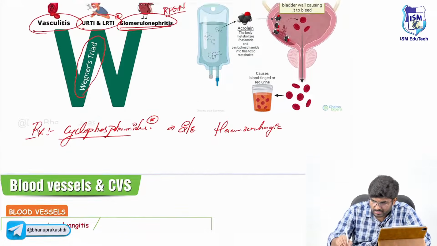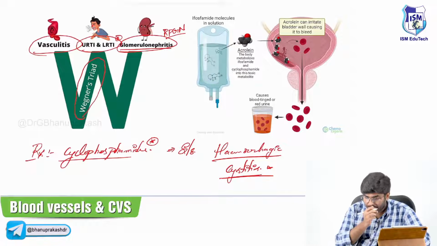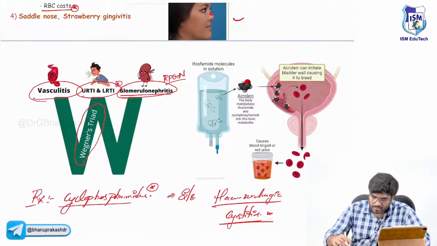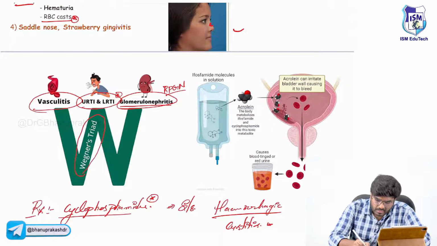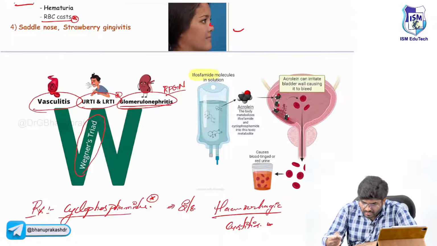Hemorrhagic cystitis. Okay, it's going to be hemorrhagic cystitis, inflammation of the urinary bladder. Now let me tell you why exactly it happens. If you give cyclophosphamide or ifosfamide, you are giving the drug.